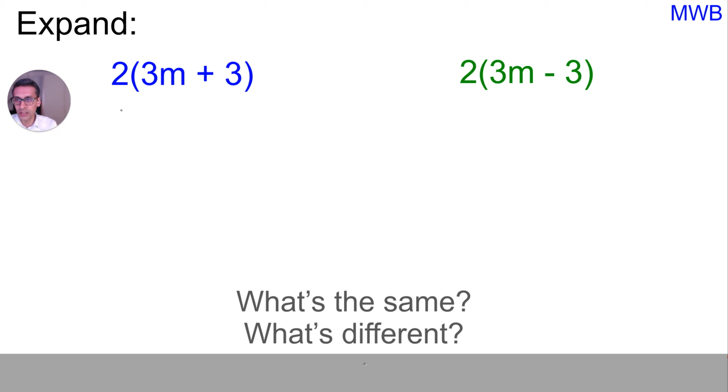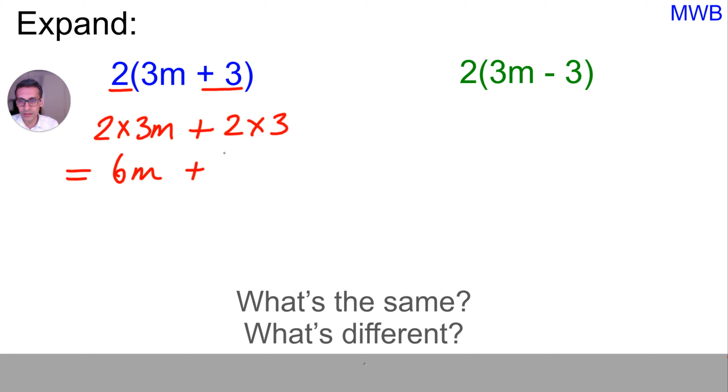So for the first bracket, you're going to do 2 times 3m, which is 6m. So actually we should write out our working: 2 times 3m plus 2 times 3. So that's going to give us 6m plus 6.